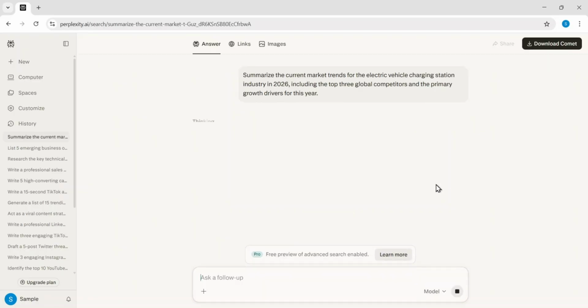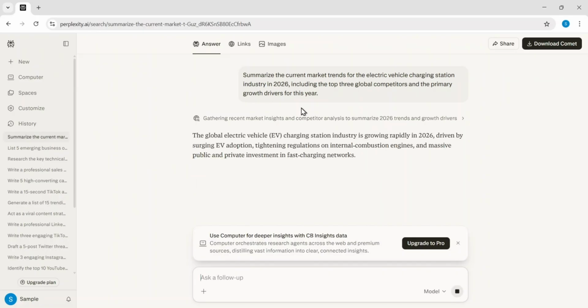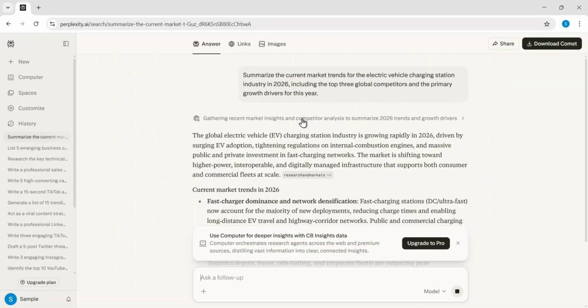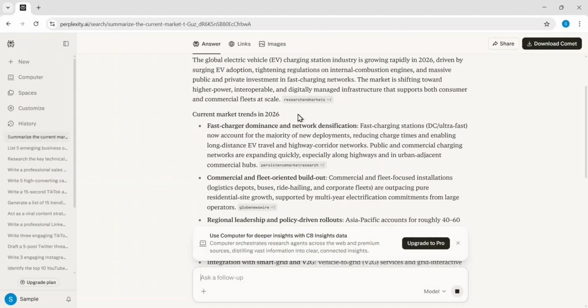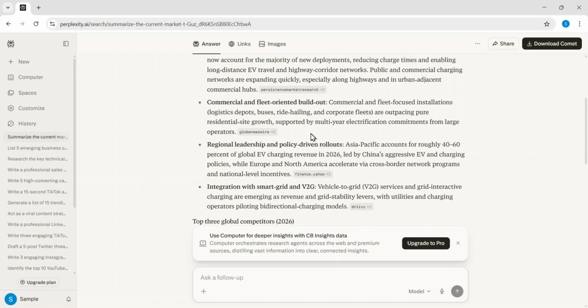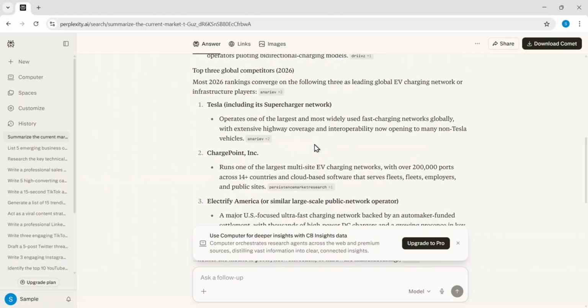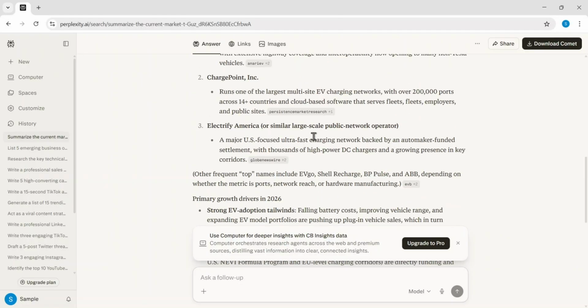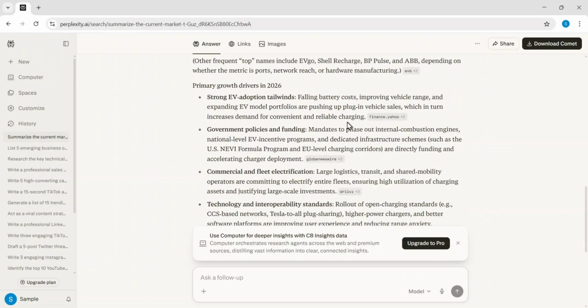As the results generate, Perplexity highlights the rapid expansion of the global market, specifically noting the shift toward high-power, interoperable, and digitally managed infrastructure. The analysis identifies key trends, such as the dominance of fast charging networks and the significant role of the Asia-Pacific region in driving global growth.